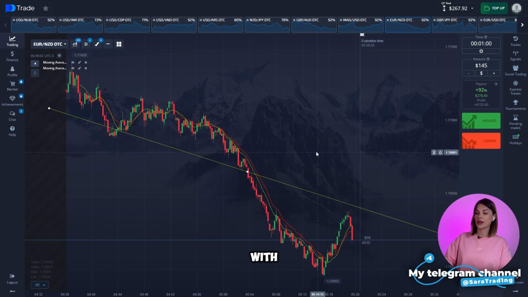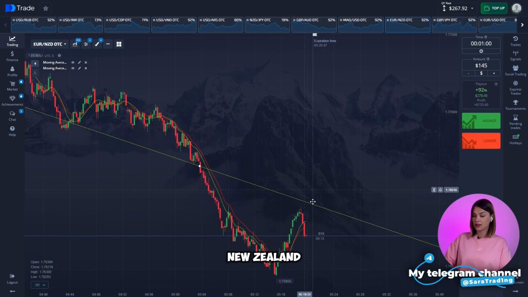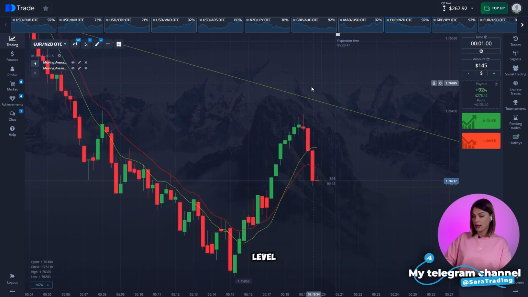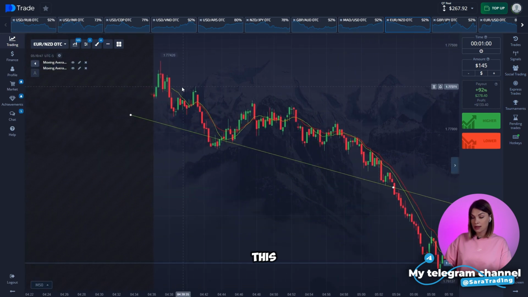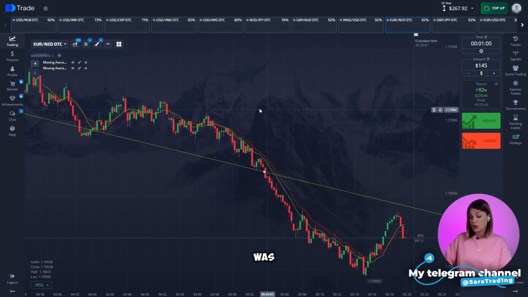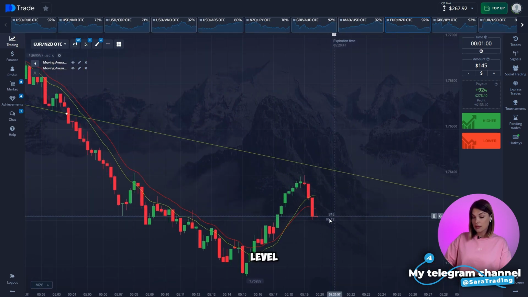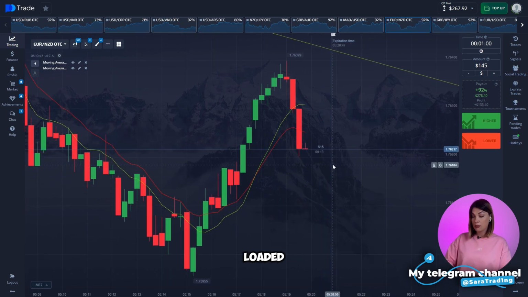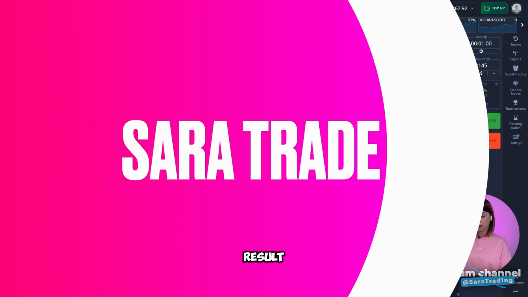So friends, let's work with this asset, the euro, the New Zealand dollar. I think everyone noted a smooth reversal here from the resistance level. Once upon a time, this level was a support level for us, but it was broken through. And now this level is a resistance level. The downward price movement has already begun, and here we simply open a position for the continuation of this price movement. The transaction will now be loaded, but for now we are waiting for the result.